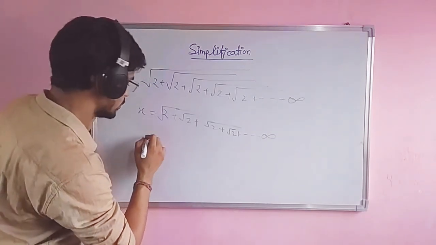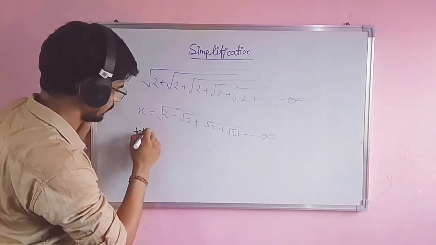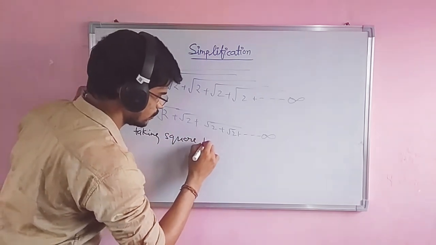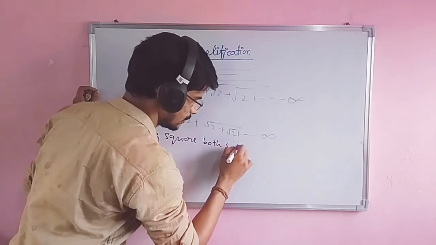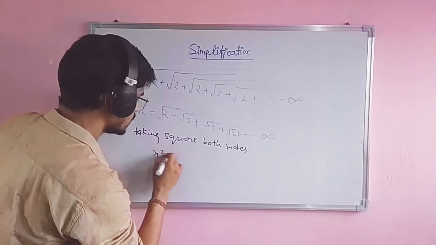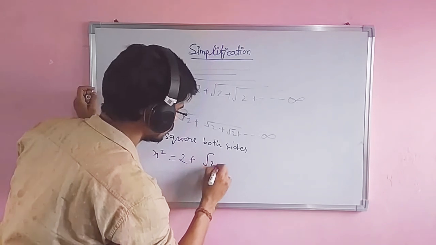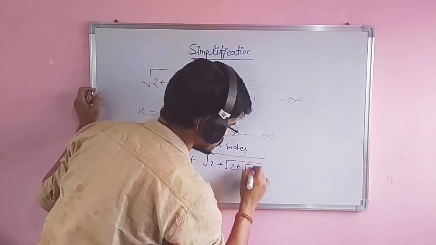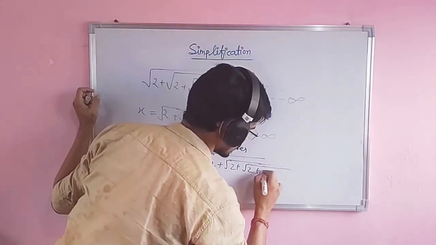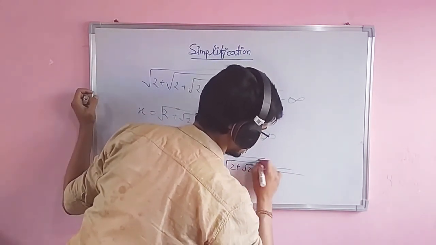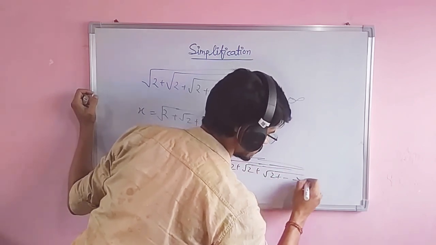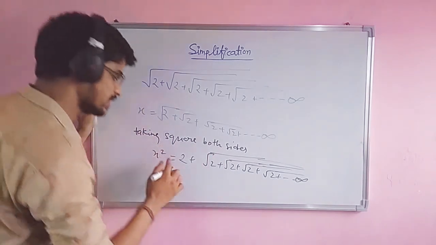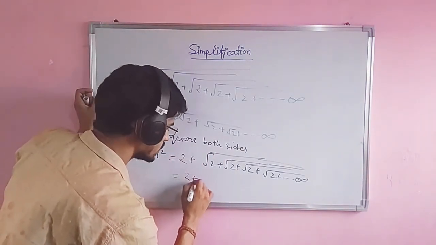Next, taking the square on both sides. X square is equal to 2 plus under root 2 plus under root 2 plus under root 2 plus under root 2 plus dash infinite. This portion is equal to x, that's why we write 2 plus x.